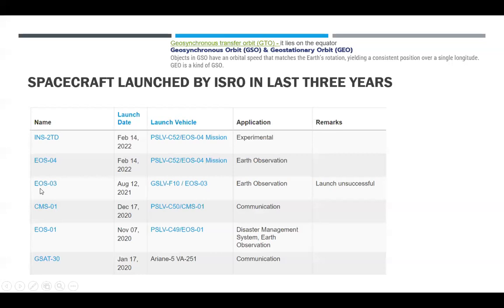Afterwards, the fourth satellite, its name is EOS-3. Okay, and the objective was Earth observation, but it was not launched successfully. Then the next is EOS-4, and it was launched in February 2022, and again the application is Earth observation. And the recent one, also February 2022, its name is INS-2TD, and again it is used for experimental purpose. Right, so this is the list of satellites launched by ISRO during the last 3 years.